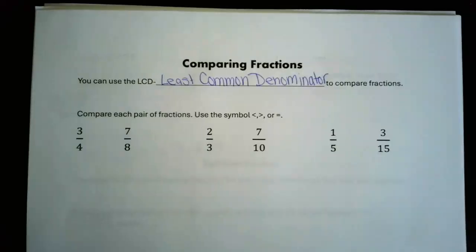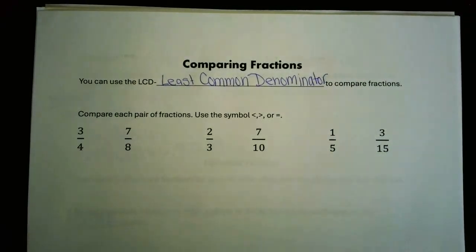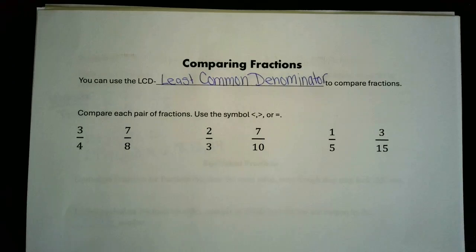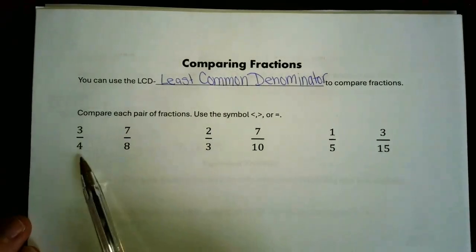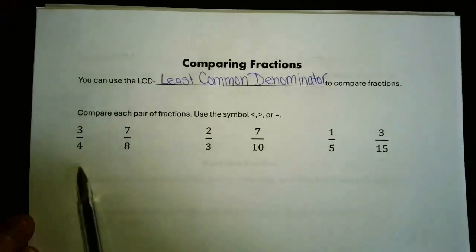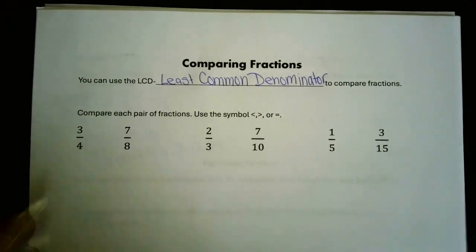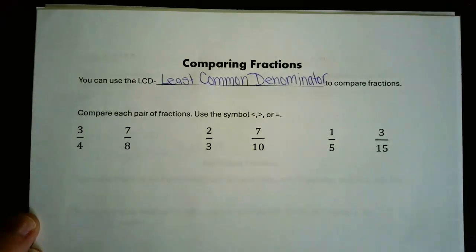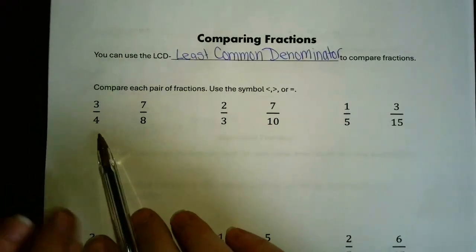To find the least common denominator, we're going to use the least common multiple. We're going to compare the following fraction pairs using the greater than, less than, or equal to symbols and the least common multiple. Our first fraction pair is 3/4 and 7/8. We want to say which one of these is bigger or if they are equal to each other. To do so, we have to find a common denominator.